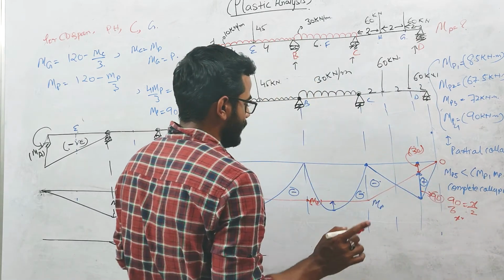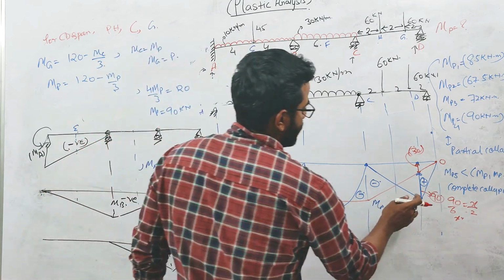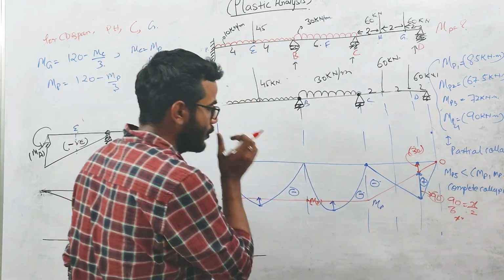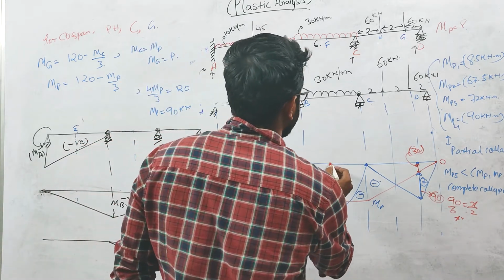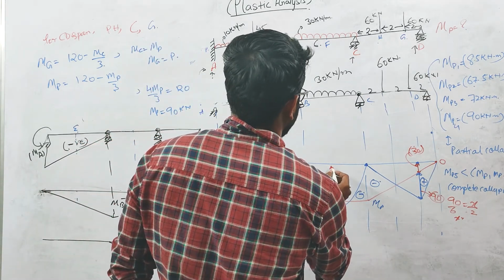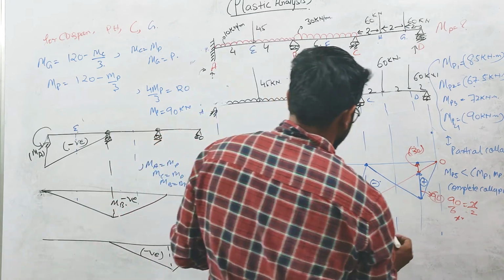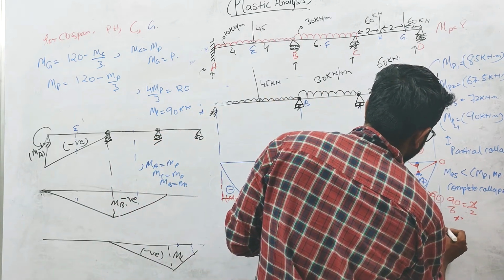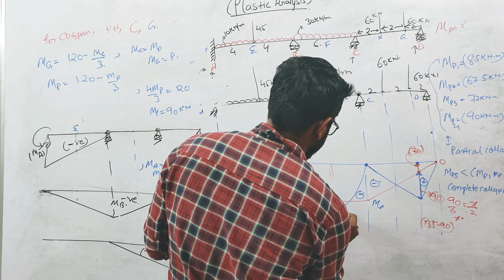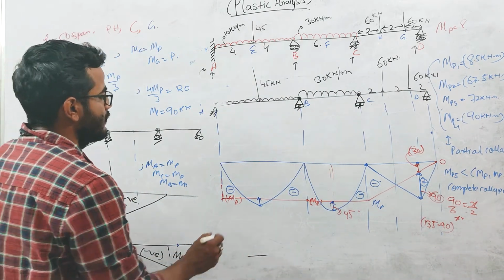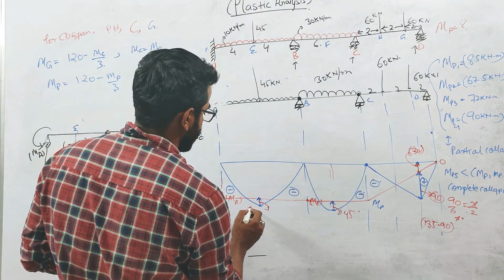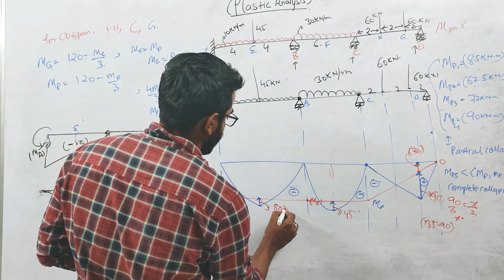You can see that the plastic hinge will form at this point if you see the bending collapse diagram. Similarly, this total value I have calculated as 135, so 135 minus 90 will be 45. And again, this value will be 170 minus 90, which is 80 kilonewton meter.